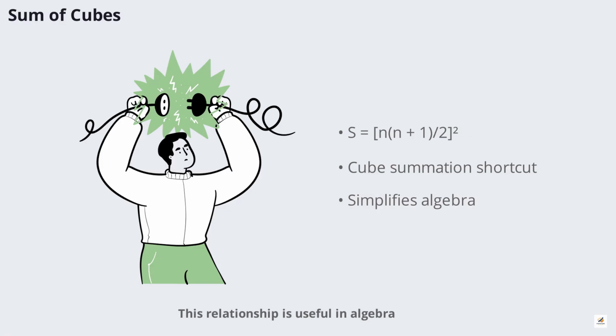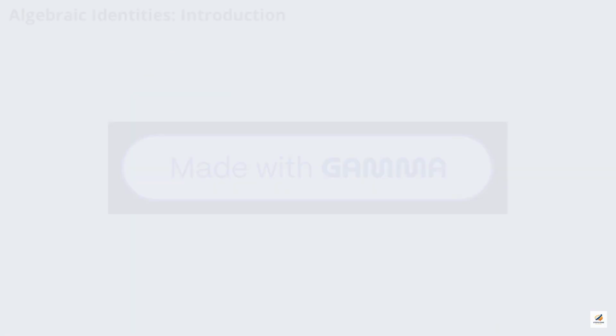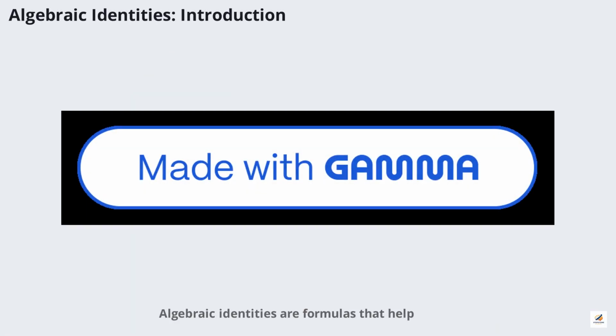This relationship is useful in algebra and helps simplify complex summation problems. Algebraic identities are formulas that help you expand and simplify expressions quickly. Memorizing these identities is crucial for rapid mental calculations and solving complex problems efficiently. Let's look at the most important ones for squares and cubes.